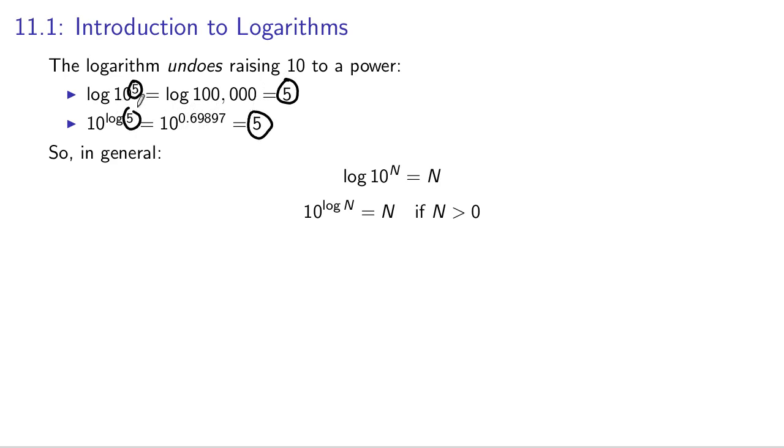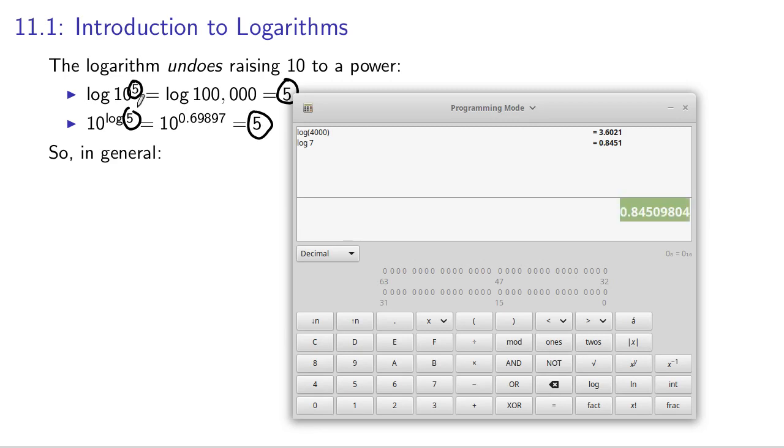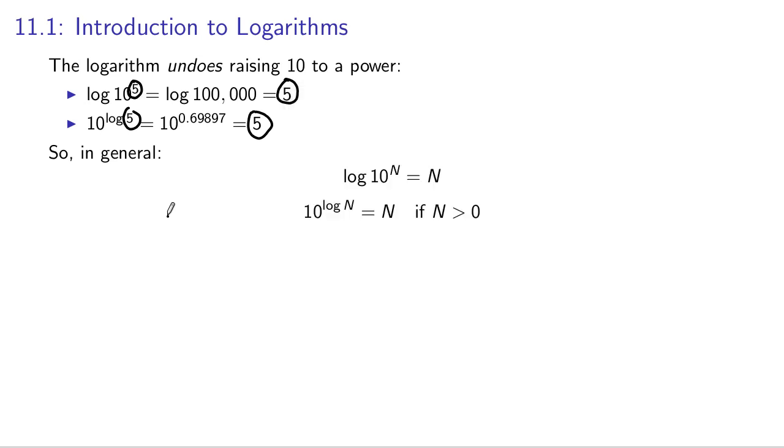Maybe we'll do that real quick. So on a calculator, if we do log 5, we get 0.69897 or so, and then take 10 to that power, and we get back 5. In general, the logarithm undoes exponentiation of 10 to the power. So we get back out what we put in. And the same is true if we take 10 to the power log n, as long as n is greater than 0, because the logarithm only lets you take in positive numbers.